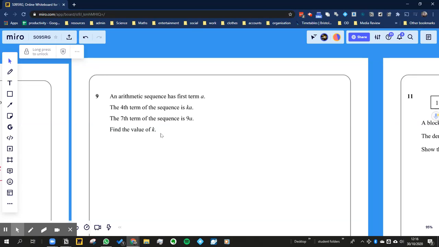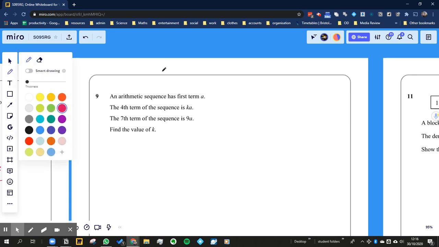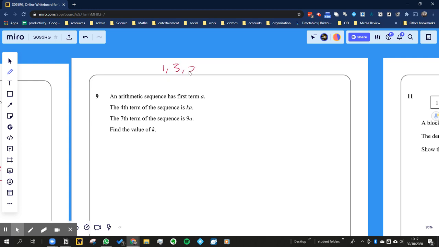So an arithmetic sequence has first term A. When we think about sequences, we might have, for example, 1, 3, 5, 7, whatever it might be. That's a nice easy sequence. We don't know what this sequence is yet, but we do know it starts off with an A, and then we have something else. We're just going to write question marks for now. And then we have KA.